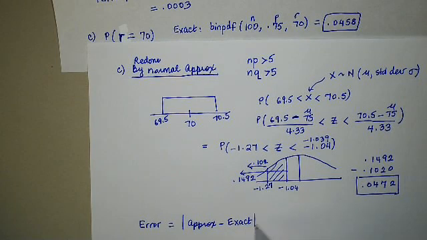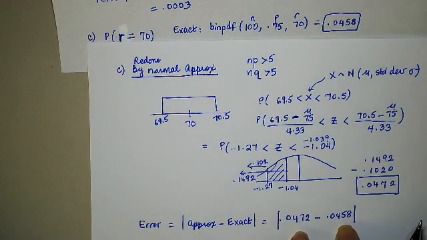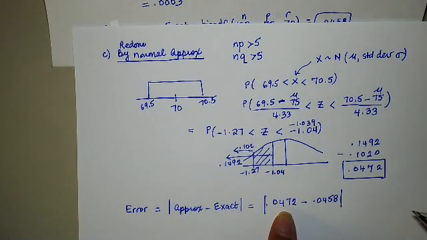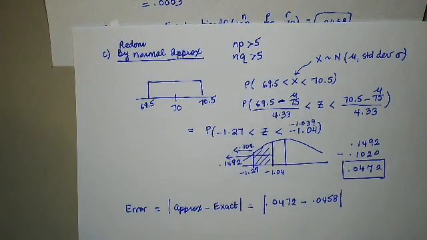So the error is equal to the absolute value of the approximation minus the exact answer. So I get 0.0472 minus 0.0458. So look, I'm hardly off by anything. 0.047 minus 0.046. That's what this boils down to. So I'm off by 0.001, which is nothing. 1/1000th. Imagine. It's a great approximation. You get it, right?